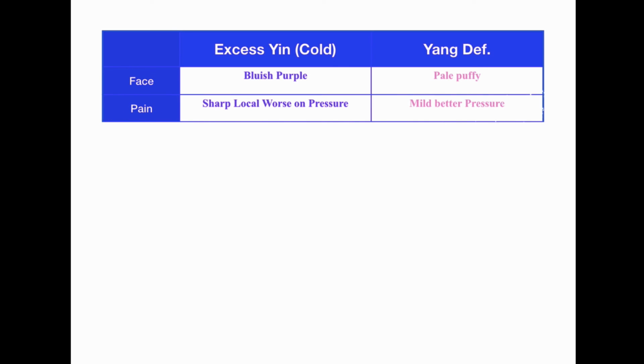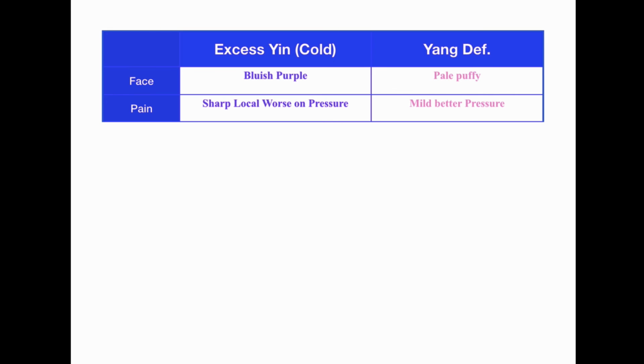So excess yin is going to have a sharp, strong, stabbing pain. Wherever that is, it's going to be local. And it's going to be worse on pressure. The person does not like pressure. Okay? Versus a yang deficiency, if they have pain, it's going to be an ache, very mild. So let's say low back pain, which feels really good with a massage and some heat, right?